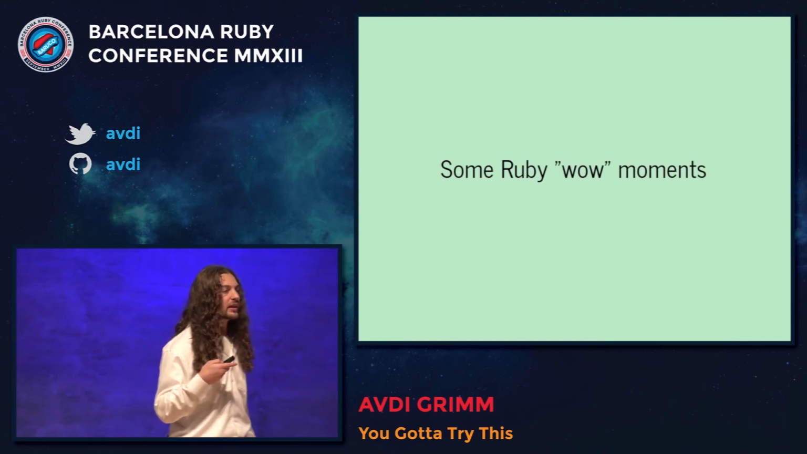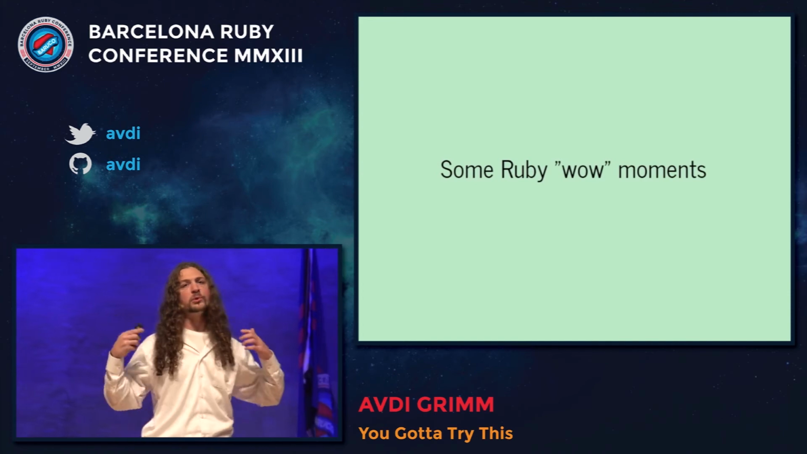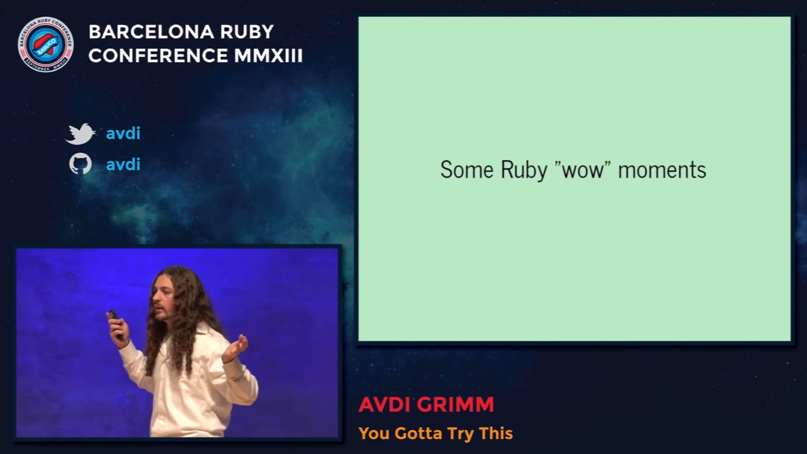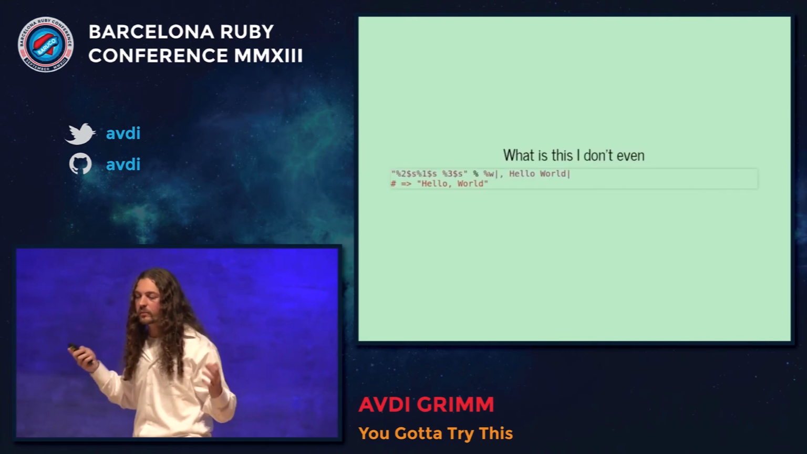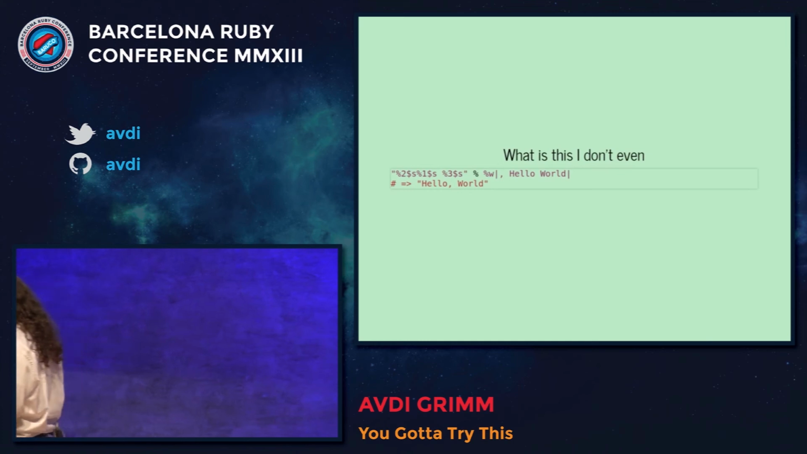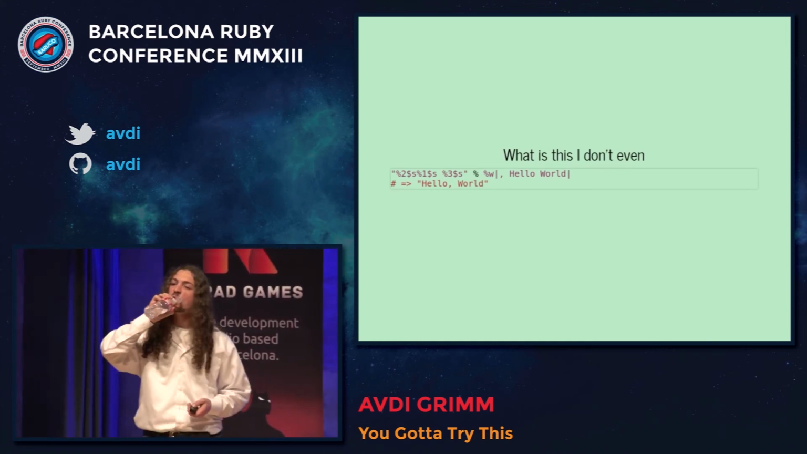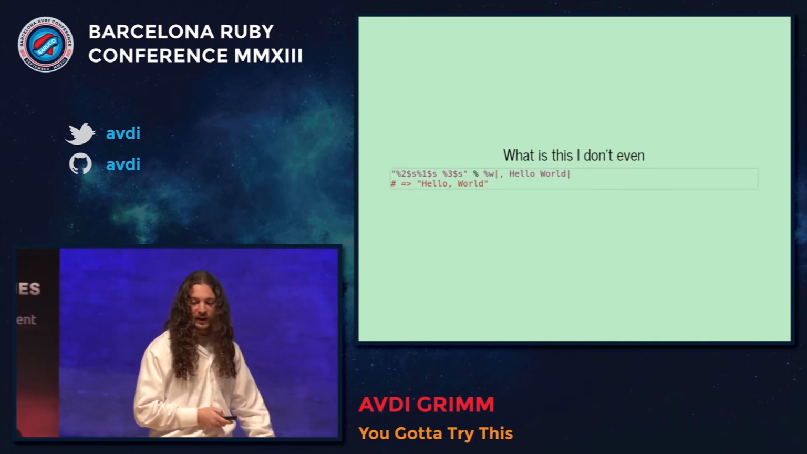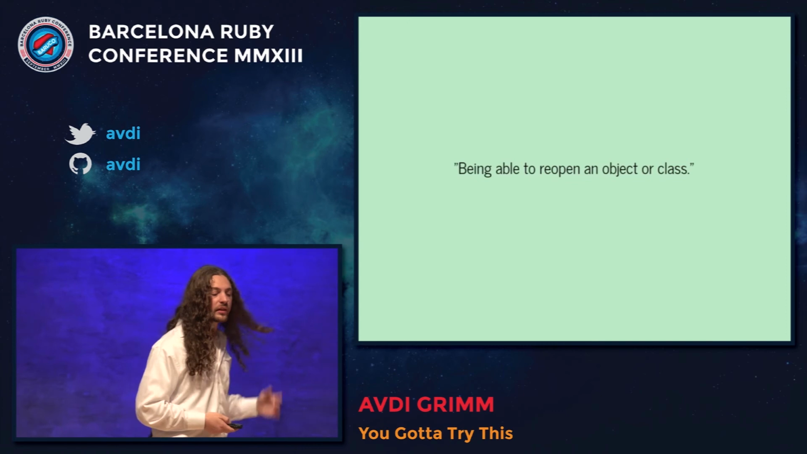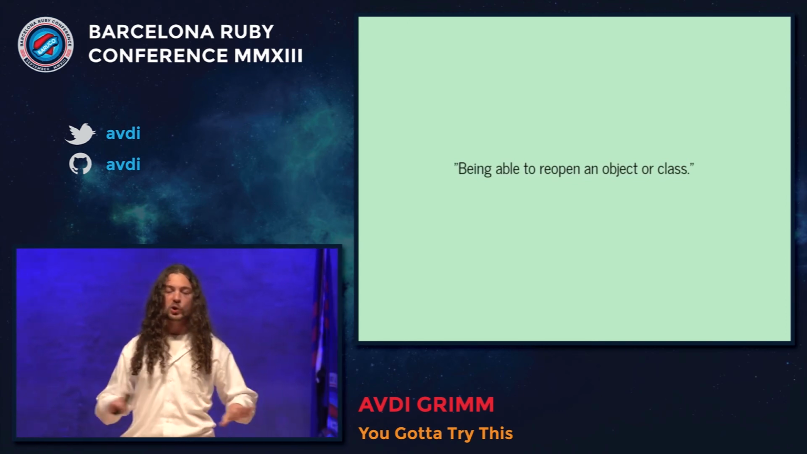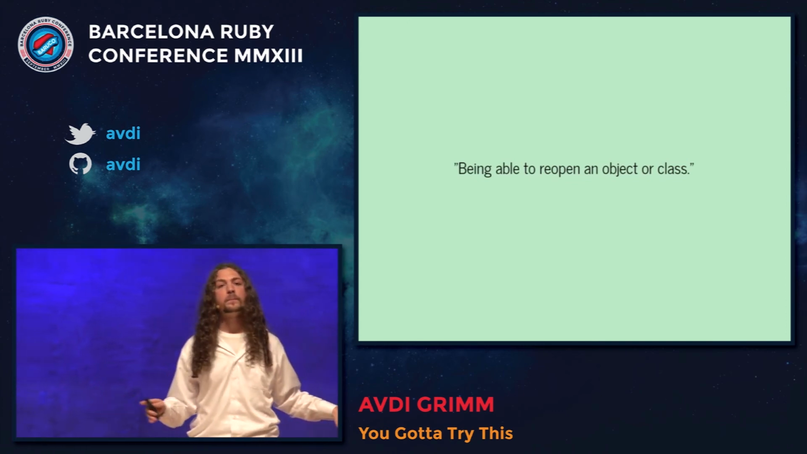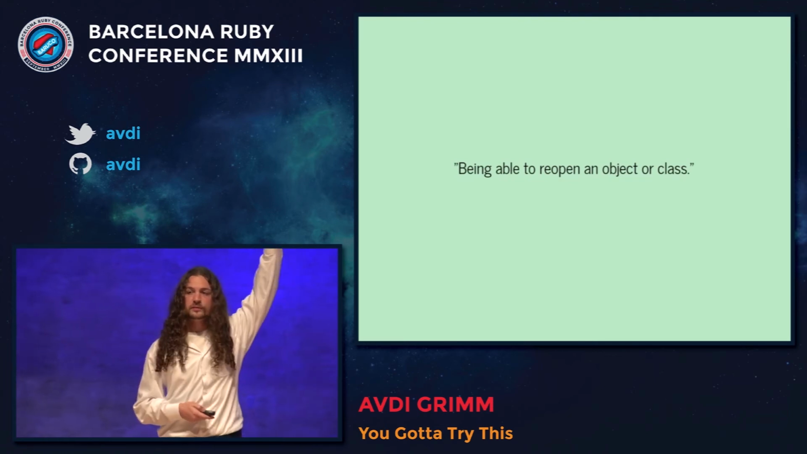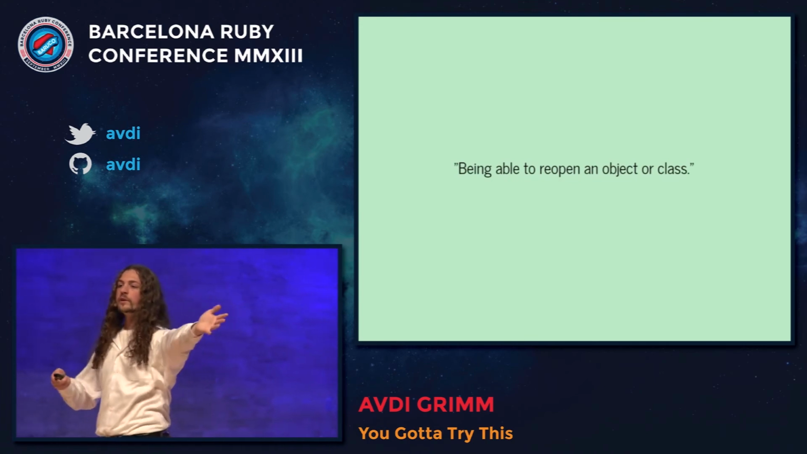I asked around recently, I asked people to tell me what was their most recent Ruby wow moment. And of course, I got a few responses that left even me scratching my head. But I also got responses like this: being able to reopen an object or class. How many people here know that you can do this in Ruby and could show somebody else how to do it? There you go. You have everything you need to blow somebody's mind.